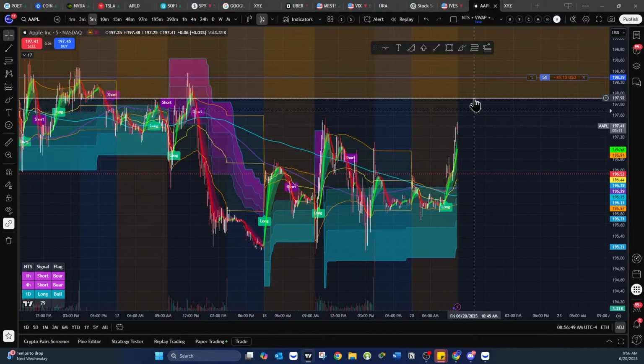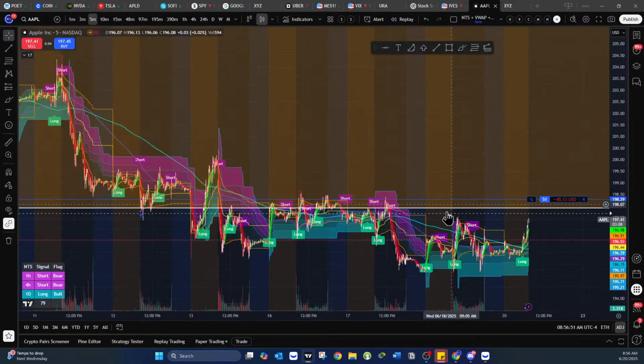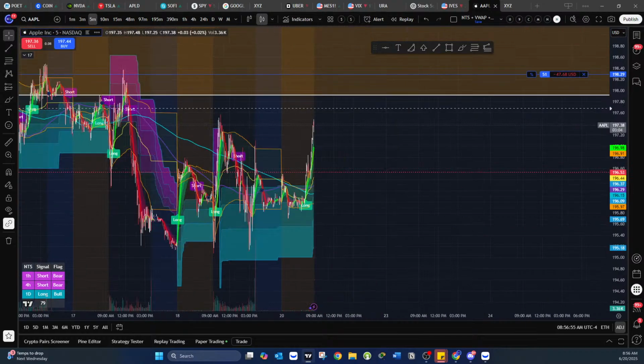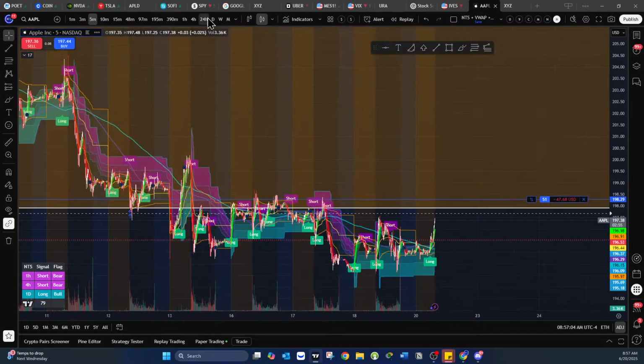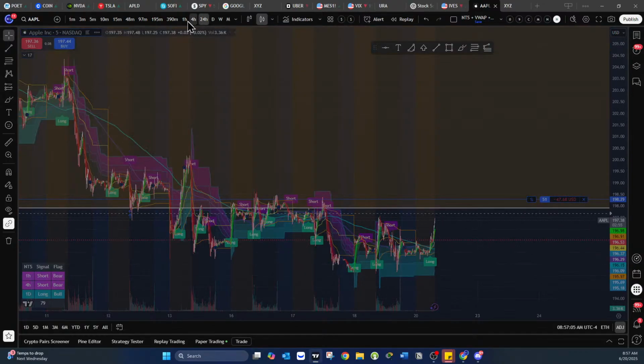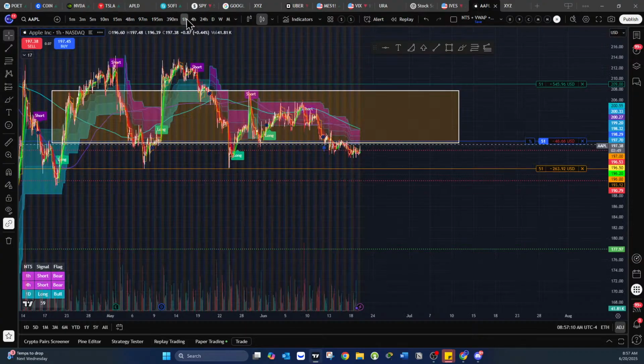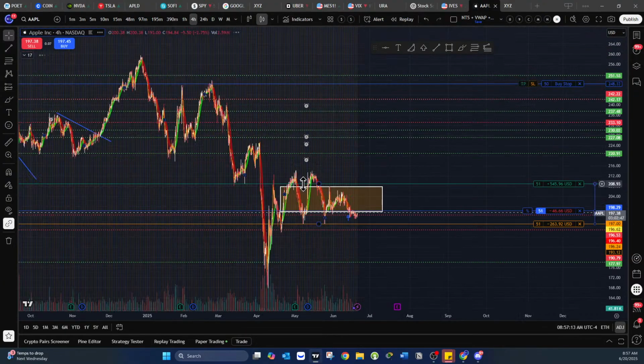I think if we get back into this 198 range, we can probably look for more upside, back to the 200 level. This 200 level has been a horrible area for Apple. If we zoom out, we've got this crazy, disgusting range actually, as far as swing trading. This is a mess.